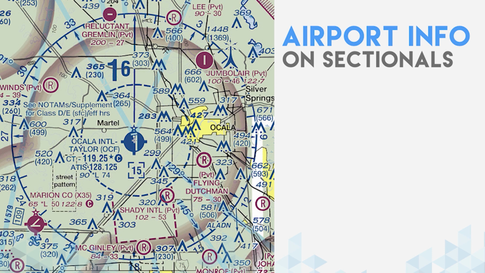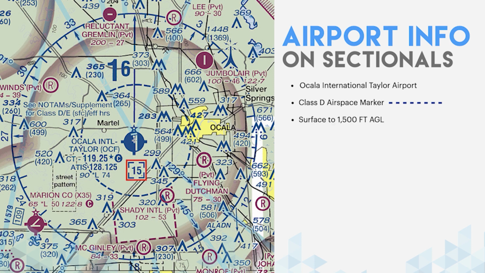This is actually the Class D airspace over Ocala International Airport, our headquarters here. The dashed blue line indicates it's Class D airspace. The blue circle in the middle, that's the airport itself. But look at this. The number 15 is in this box. That tells us the Class D airspace goes from the surface up to 1,500 feet above ground level. That's different than the standard 2,500. Our airport's just a little bit different. We don't have control as high airspace-wise.